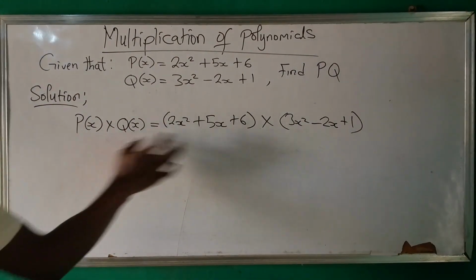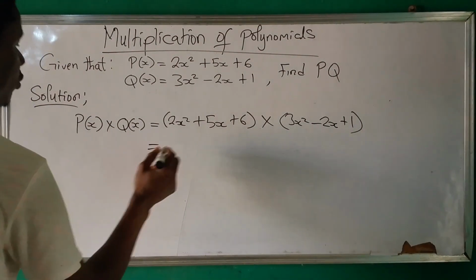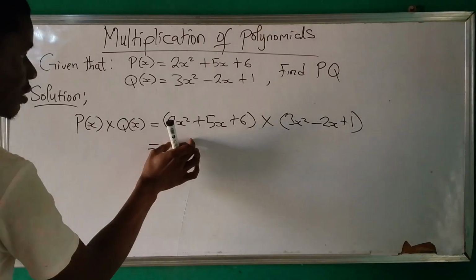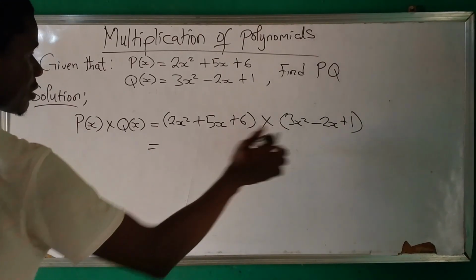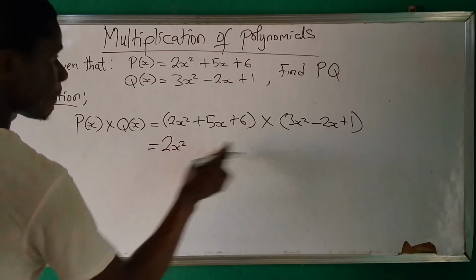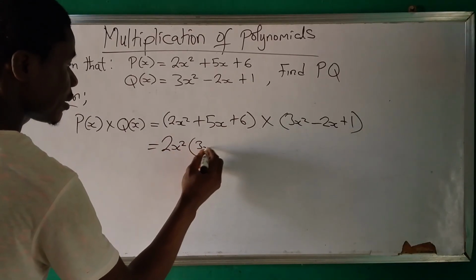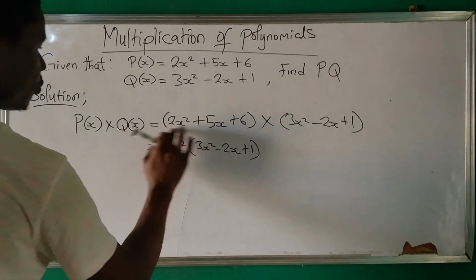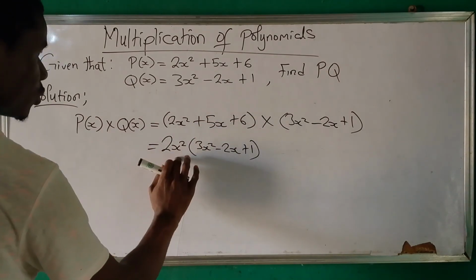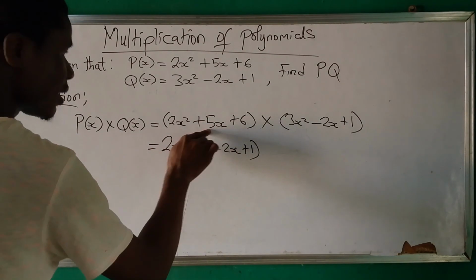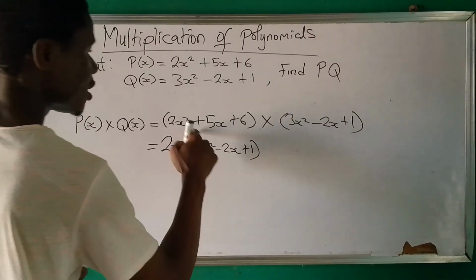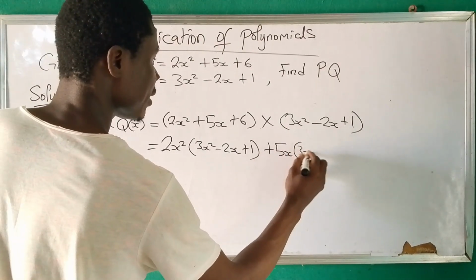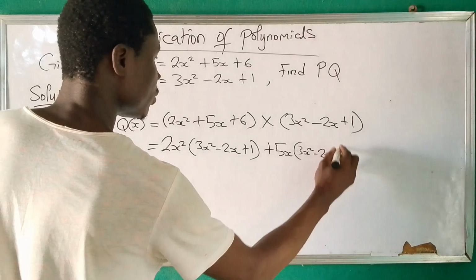Alright, so we've succeeded in writing this out. What then do we do next? For method 1, you can decide to pick each of these terms to multiply everything in this bracket. Like you pick 2x squared, then you write everything here: 3x squared minus 2x plus 1. Now take note. You've picked this term, which is 2x squared, and that is what you use to multiply this. You also have to pick this term and repeat the same process, multiply with everything here. So let's do that. We have plus 5x. Now let's multiply 3x squared minus 2x plus 1.